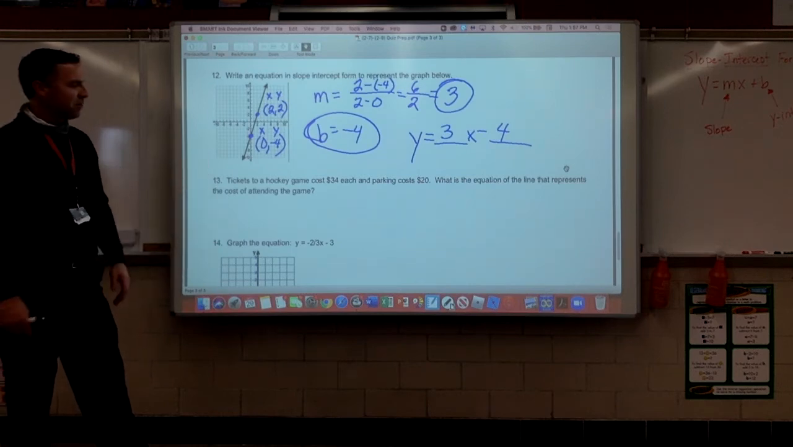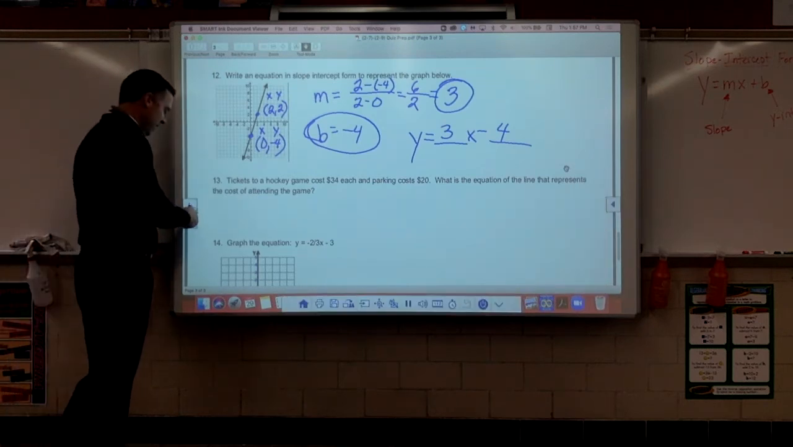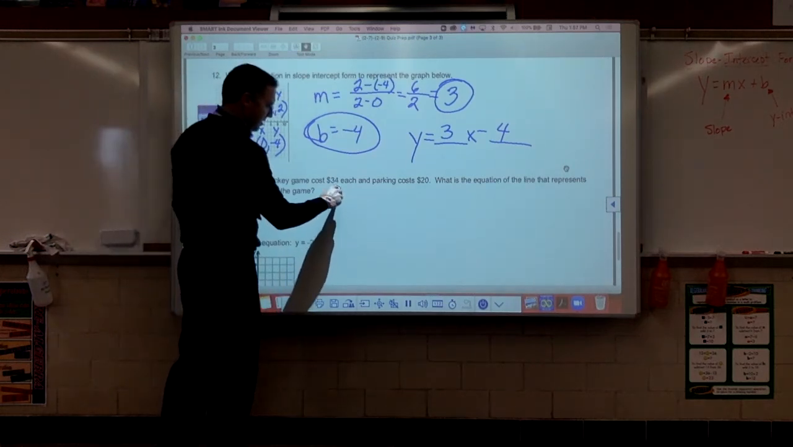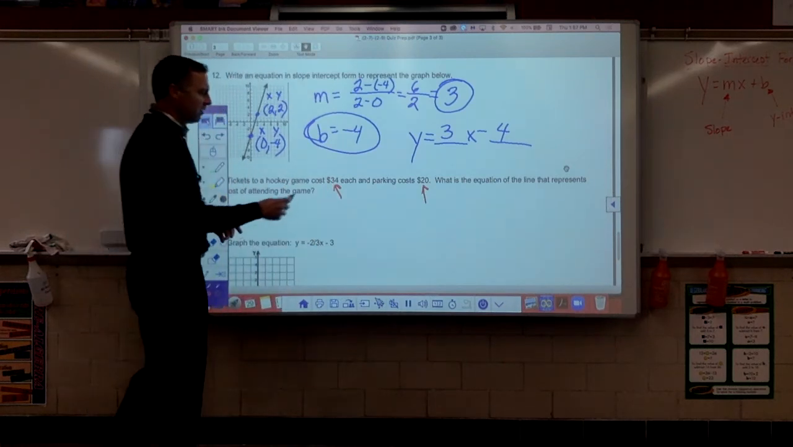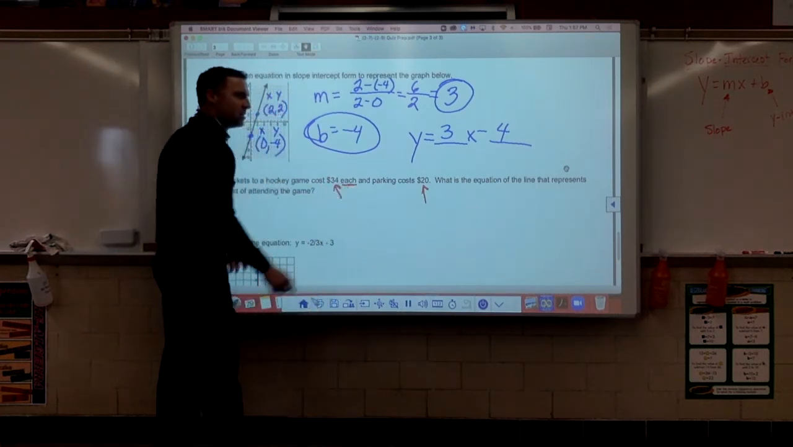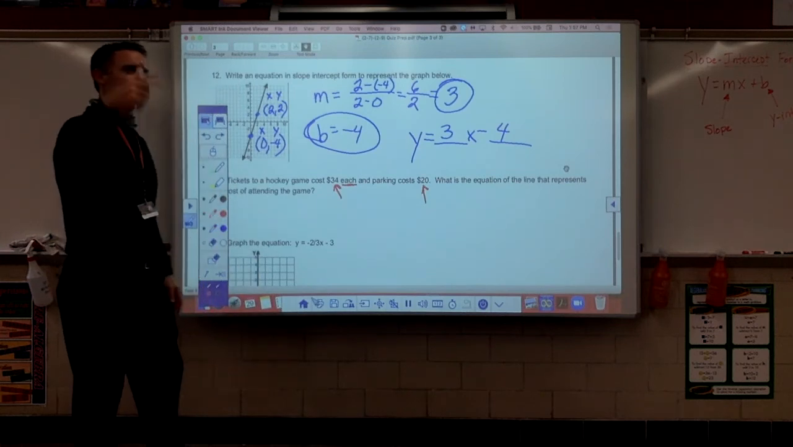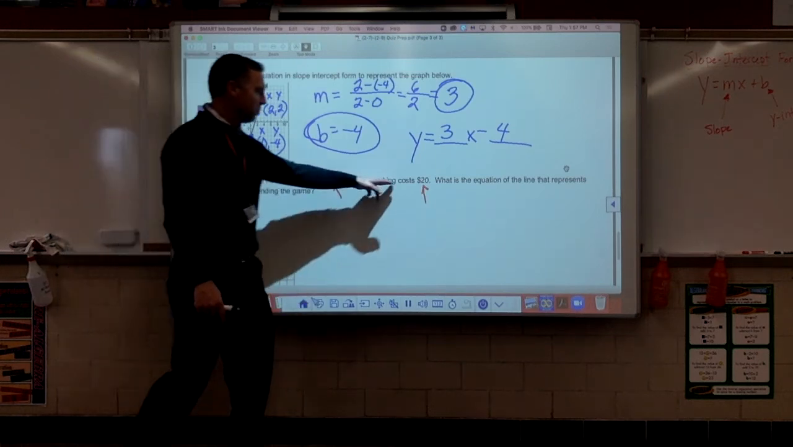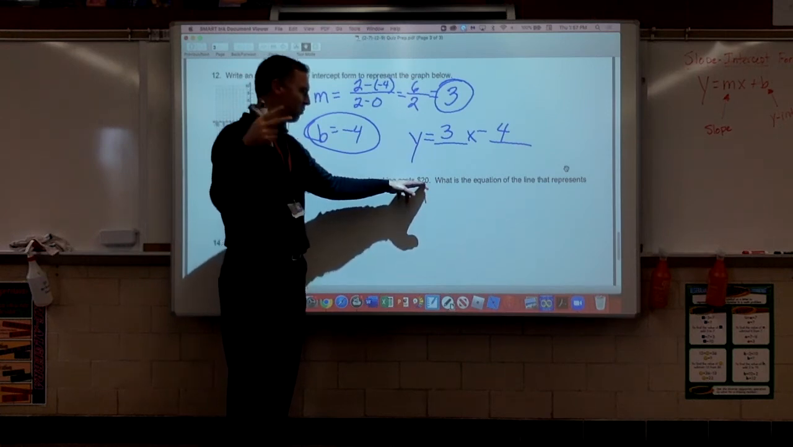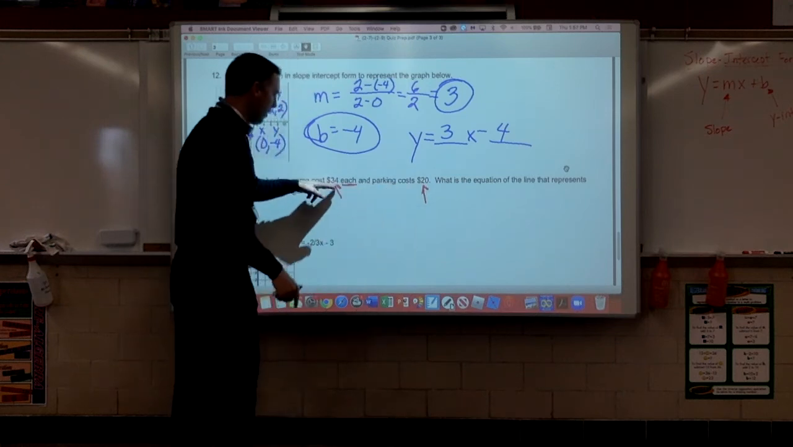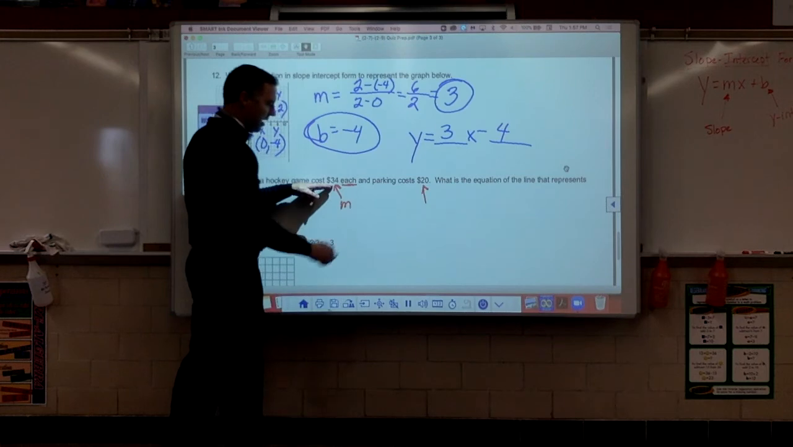Tickets to a hockey game cost $34 each, and the parking costs $20. What is the equation of the line? Well, folks, we've got to think. Is this our slope? Or is this our y-intercept? Well, it's $34 each. So every time I buy another ticket, it costs me $34 more. That sounds like a rate of change. Well, let's think about parking. How many times do I have to pay parking? I've got to park my car one time, right? Do I have to pay another parking fee? No. So this is my rate of change. This is my slope. This is my M value.